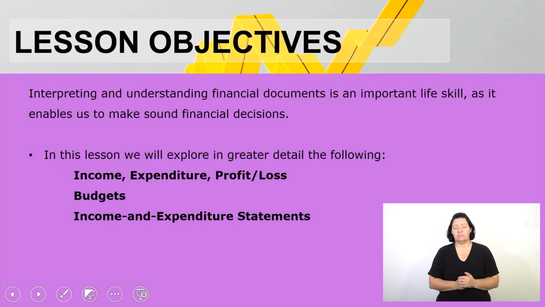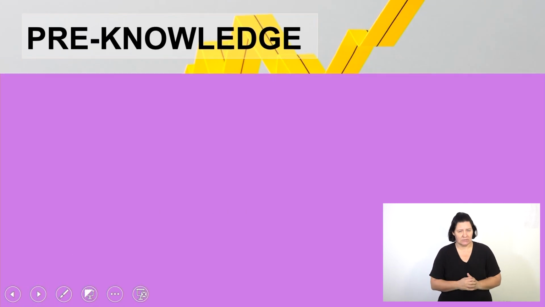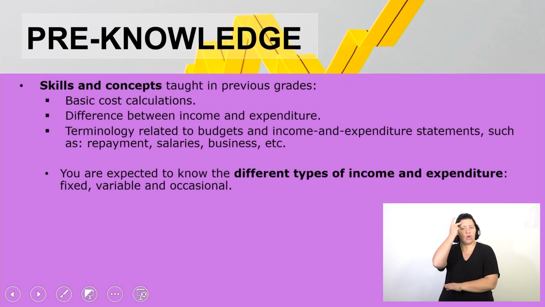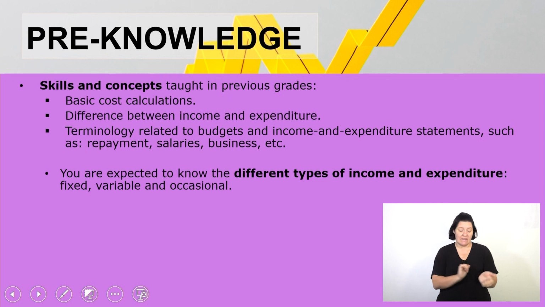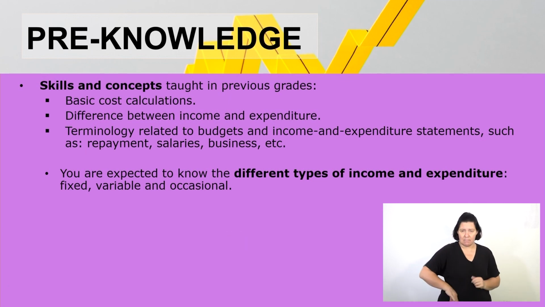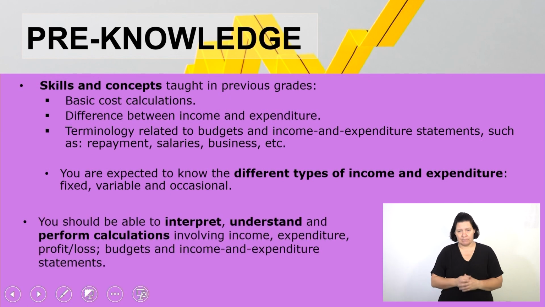Now let's see what else will be expected of you. So what is the pre-knowledge you should have at this moment in time? The skills and concepts that were taught to you in previous grades, that will be your basic cost calculation, the difference between your income and expenditure. You should also be familiar with terminology related to budget as well as income and expenditure statements, such as repayment, salaries, business, etc. Also important is that you are expected to know the different types of income and expenditure. For example, fixed income, variable income, and occasional income. And we will look at that as we move on with the lesson.